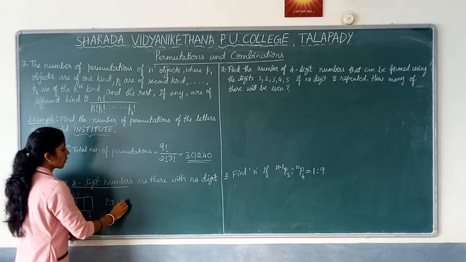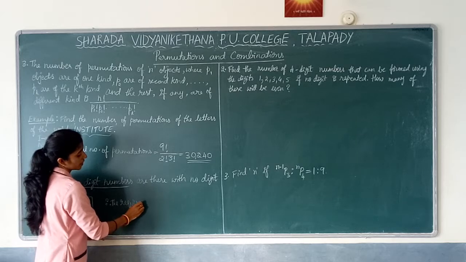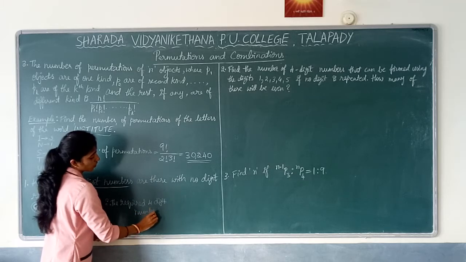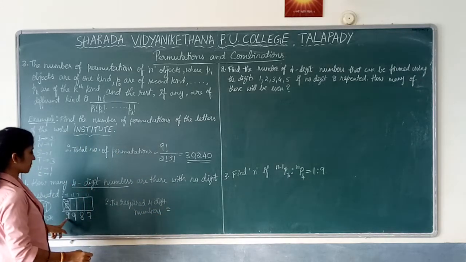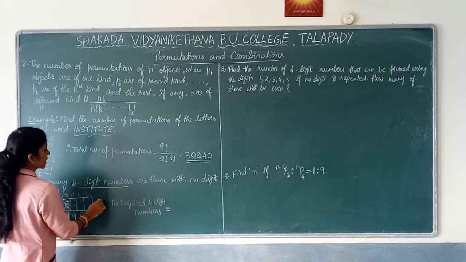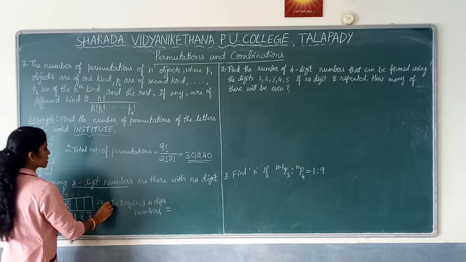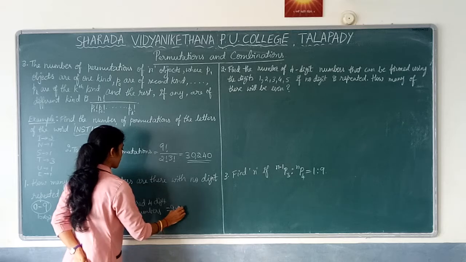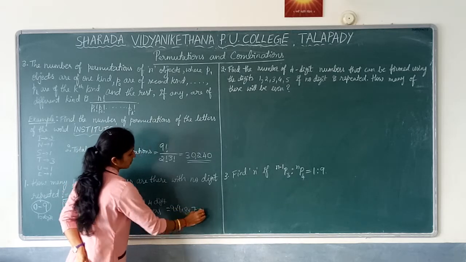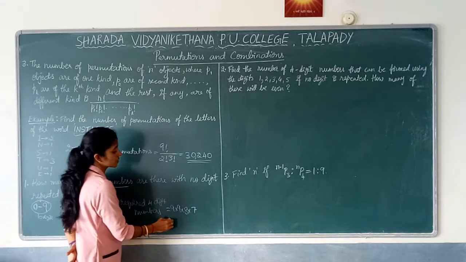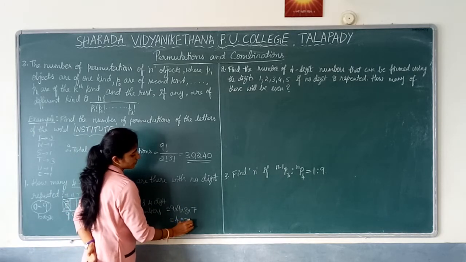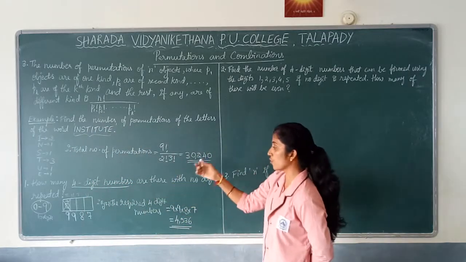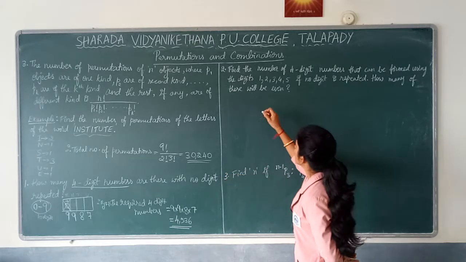Therefore the required number of 4-digit numbers is equal to what? This is by FPC, right? By FPC you can write it. By the fundamental principle of counting, the required number of 4-digit numbers is equal to 9 into 8, sorry, 9 into 8 into 7. Okay? This you have to multiply. So when you multiply, you get this answer as 4536. So those many 4-digit numbers you can find here. Okay, let's go to the next one.